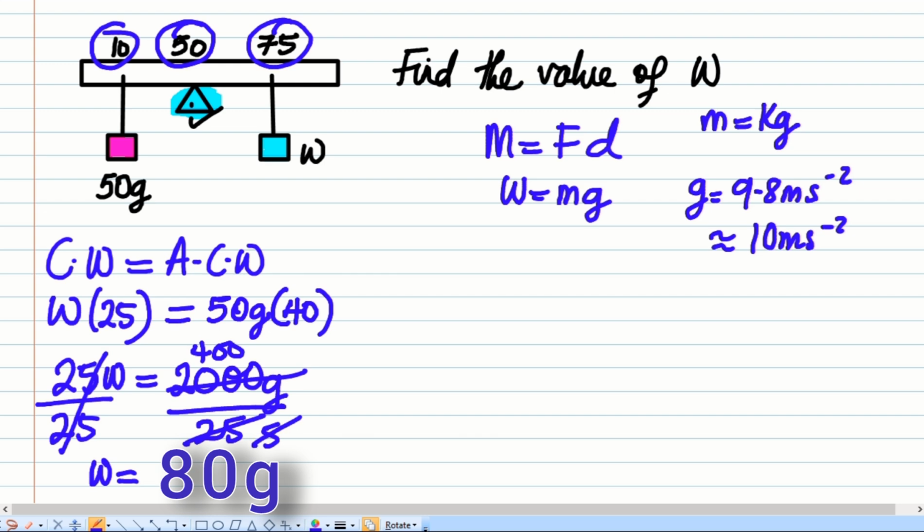So the value of W is what? 80 gram. So that's the mass of that mass labeled W that will keep this system in equilibrium. This is it for this question.